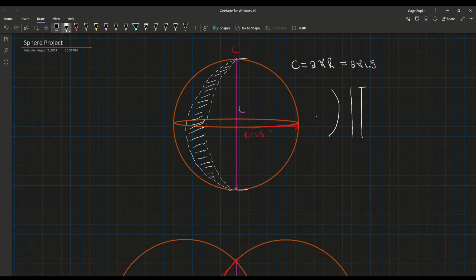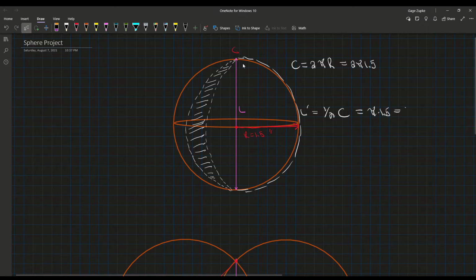And we'll erase that. We'll call this length here. From North Pole to South Pole, we'll call that L prime. And that's going to be equal to 1/2 the circumference, which is going to equal pi times 1.5, which is going to equal 4.71 inches. I'm American. So now that we have these two pieces defined here, we can do some other calculations.